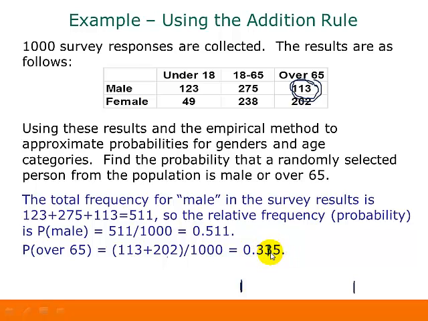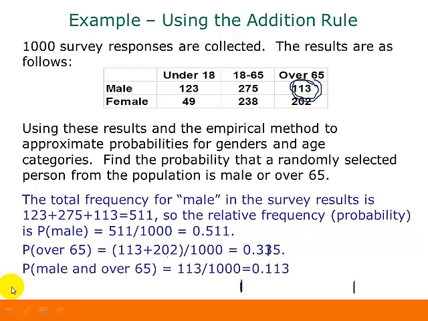There was a typo in my PowerPoint, sorry. The probability of male and over 65 is 113 divided by 1,000. And again, we need to calculate this one because that's the one that we have to subtract out.